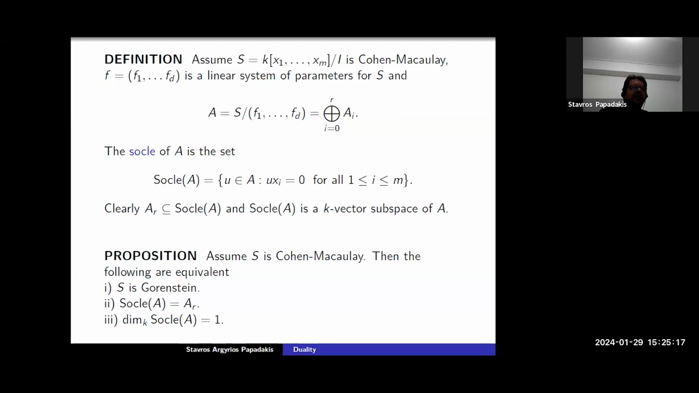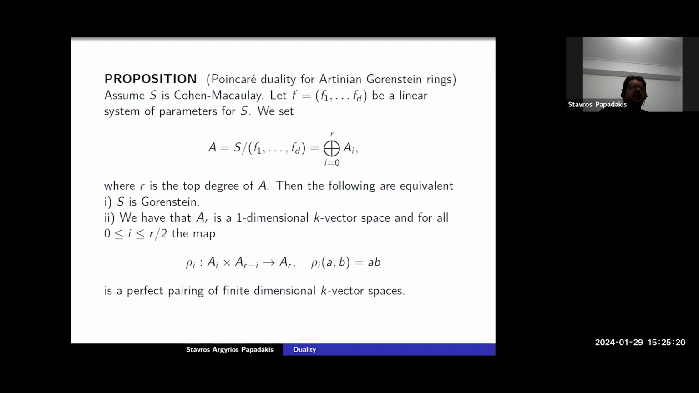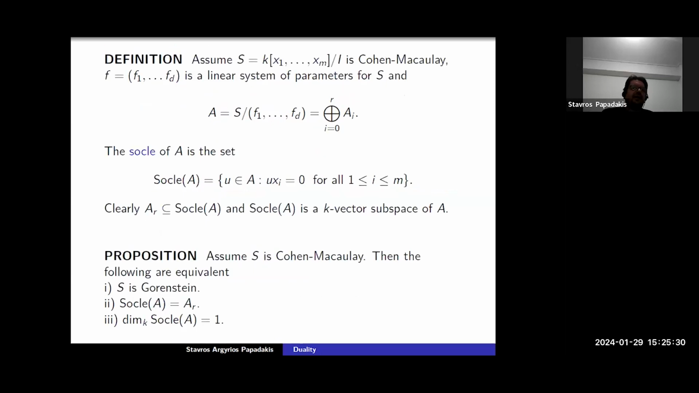The Poincaré duality theorem we mentioned, Poincaré duality for Artinian Gorenstein rings, has the following easy consequence: A is Gorenstein if and only if the socle is one-dimensional, if and only if the socle of A is equal to A_R. As we said, A_R is always in the socle, and it's Gorenstein if and only if there are no more elements in the socle.